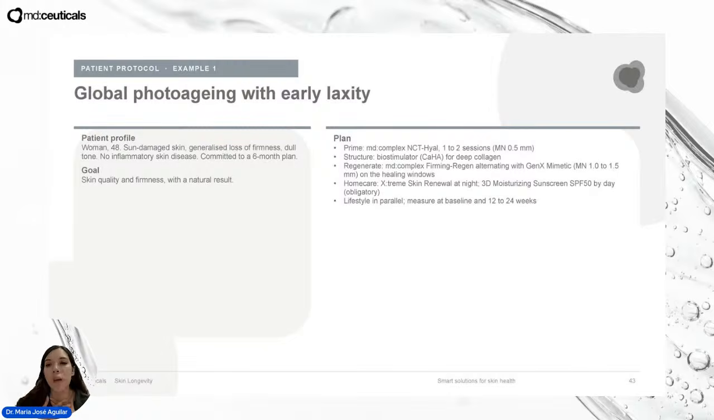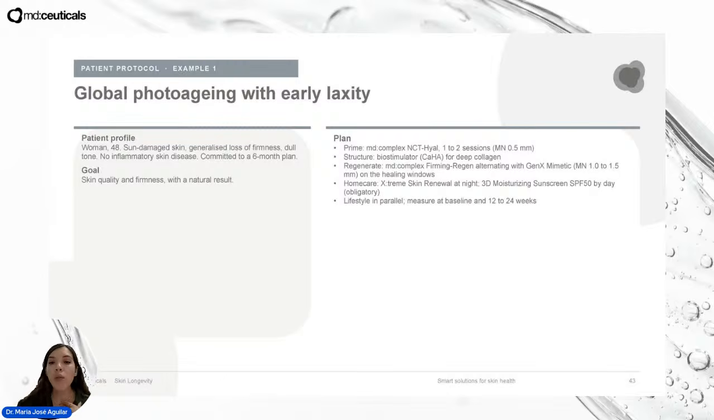Sometimes we are scared about 1.0 because we say this is really deep, but 1.0 is the best way to treat it. Obviously, in some cases, like phototypes 4, 5, and 6, we can decrease it a little bit to 0.75 or 0.5. But the ideal way to have a good result with regenerative treatments is 1.0.